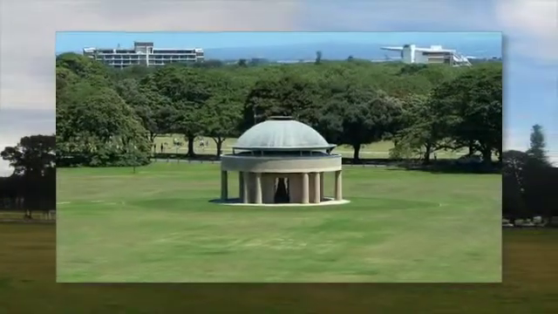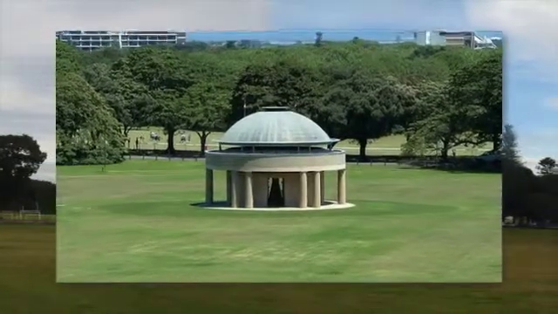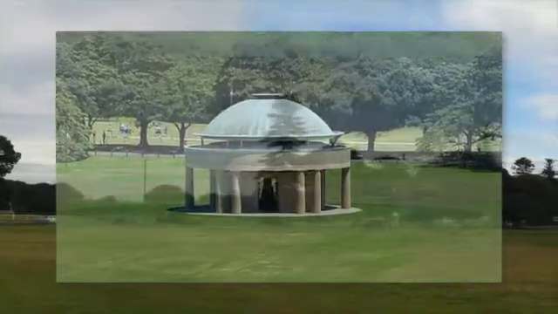On 1 January 1988, a permanent pavilion was opened by the Governor-General Sir Ninian Stephen as part of the bicentennial celebrations.